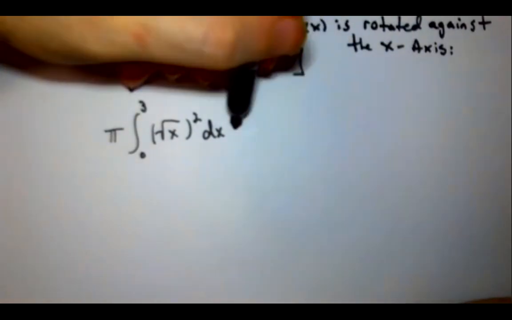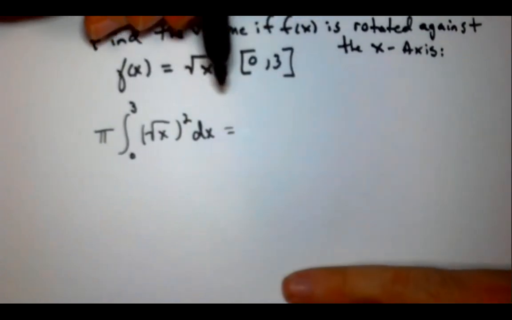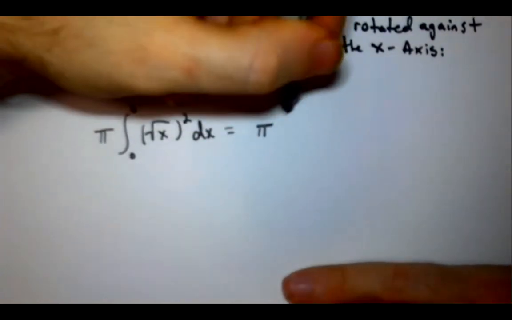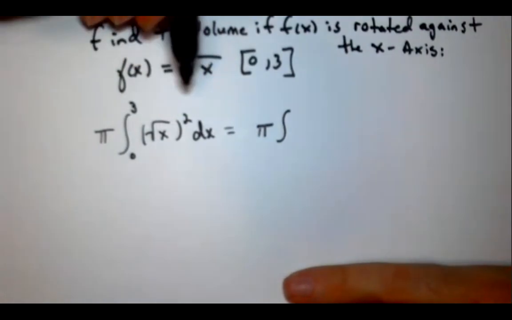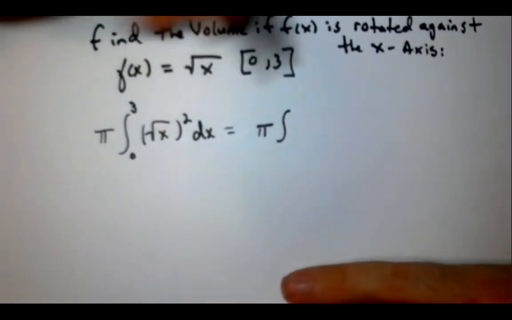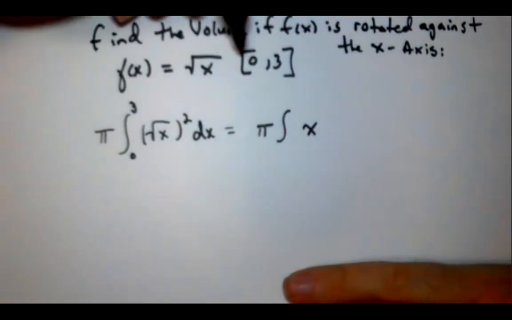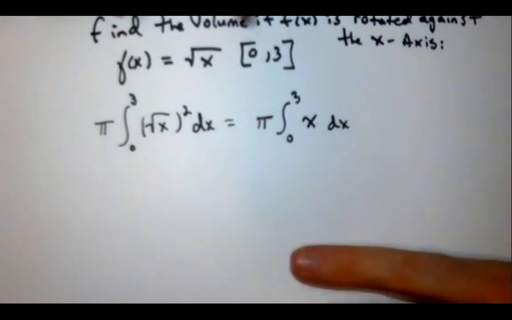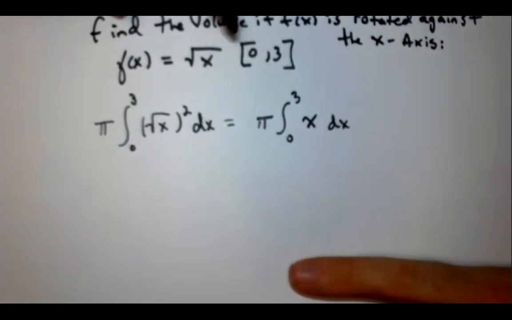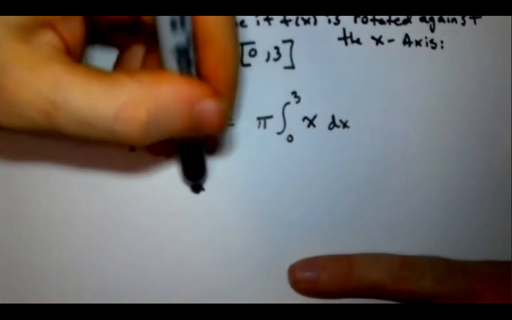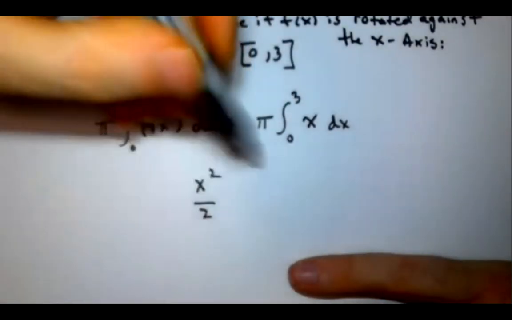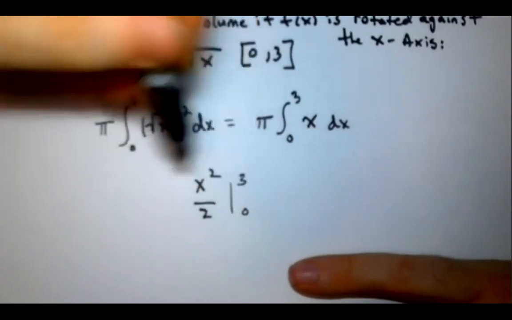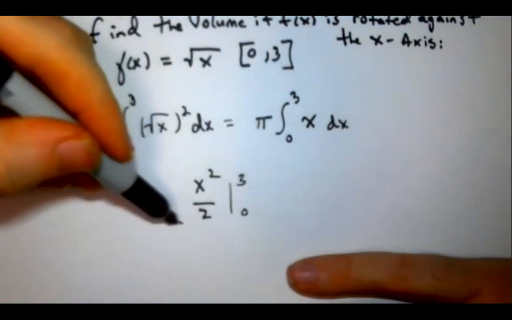So, all right, what are we going to do with this? We're going to say it's pi. Let's make sure we do this first because we can. If we take the square root of x and we square it, that's just x. So now we've got something that's fairly easy to integrate. If I integrate x, I'm going to just get x squared over 2, and we're going to run that from 0 to 3.